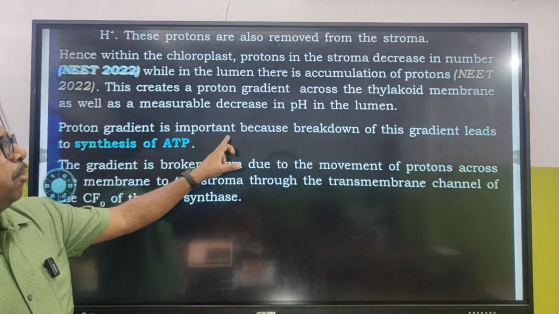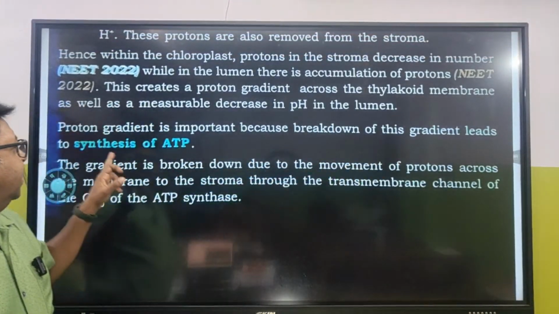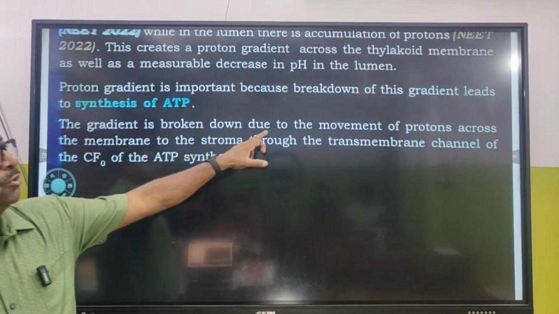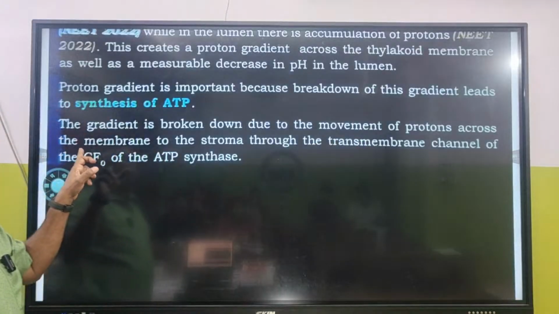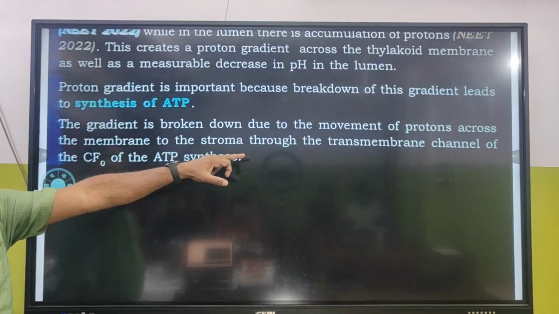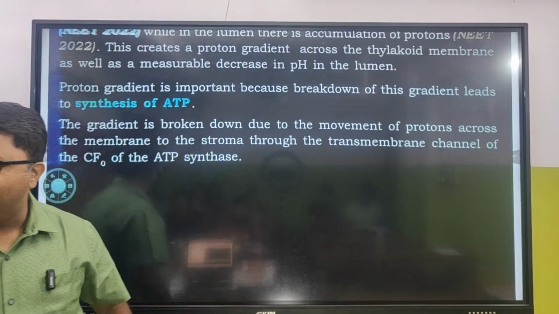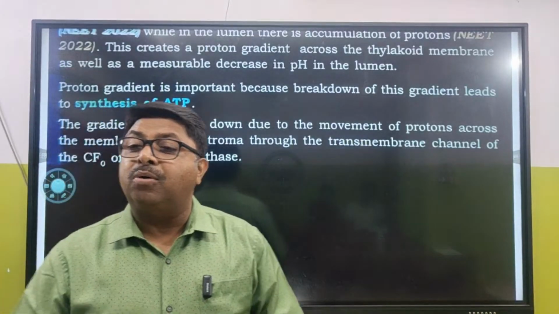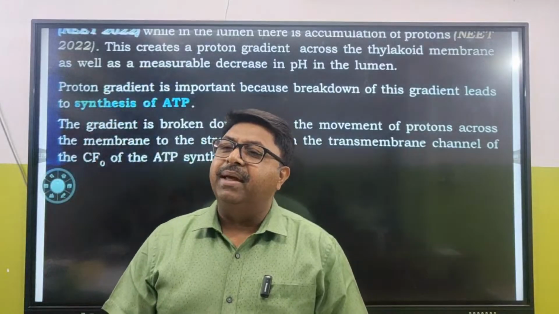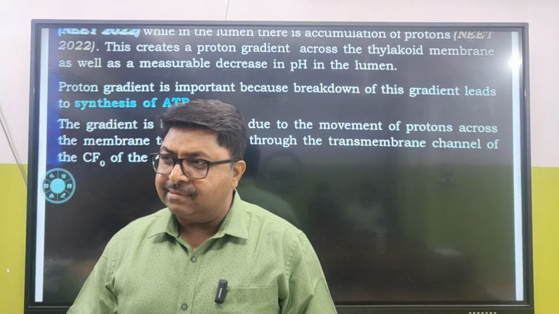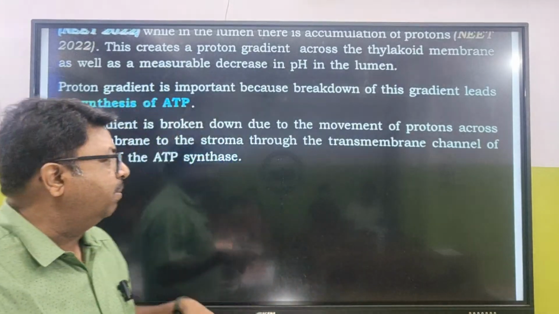Proton gradient is important because breakdown of this gradient leads to synthesis of ATP. The gradient is broken down due to the movement of protons across the membrane to the stroma through the transmembrane channel of the CF0 of the ATP synthase. আবার প্রোটনটা নর্মাল হয়ে যাবে কখন? When the H+ ion starts coming in through CF0 and activating what? ATP synthase.